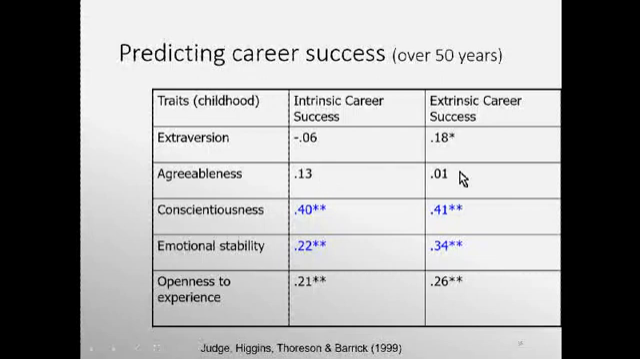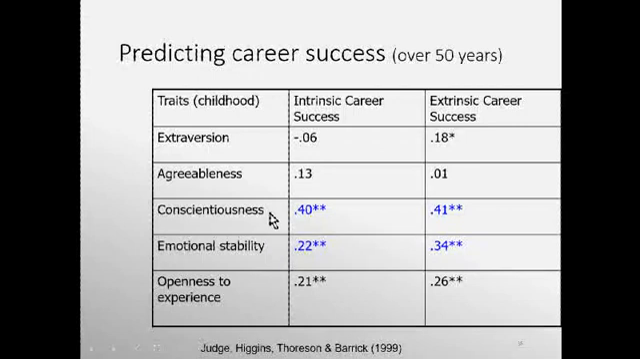Now, for those of you who don't have a very strong stats background, it basically means these are indistinguishable from zero. So, agreeableness, for example, did not really predict career success in any meaningful way. Yeah, these are indistinguishable from zero. Now, the asterisks show that these are quite distinct from zero. So there are genuine effects of conscientiousness, emotional stability, and openness to experience.